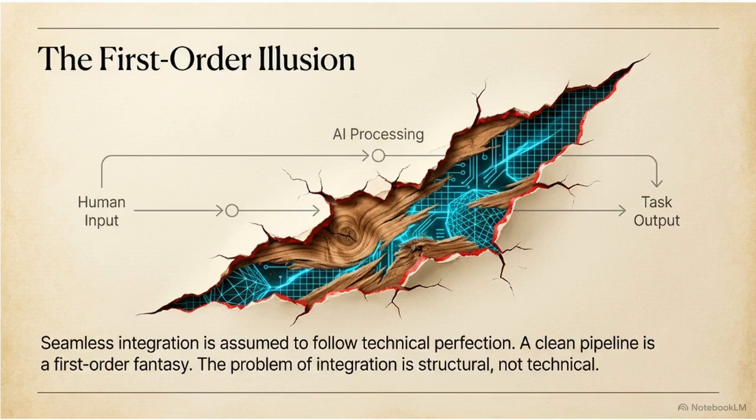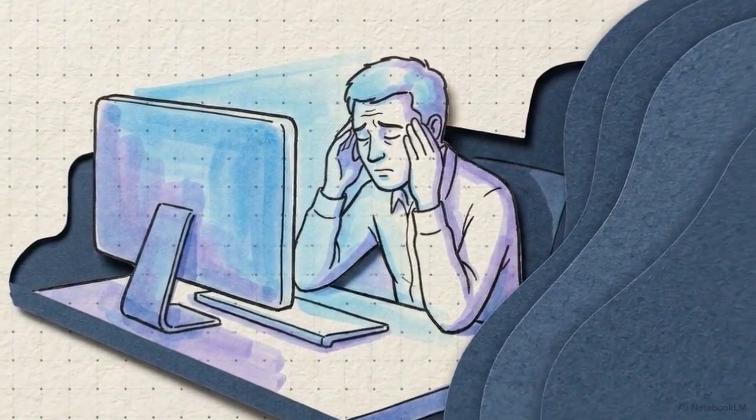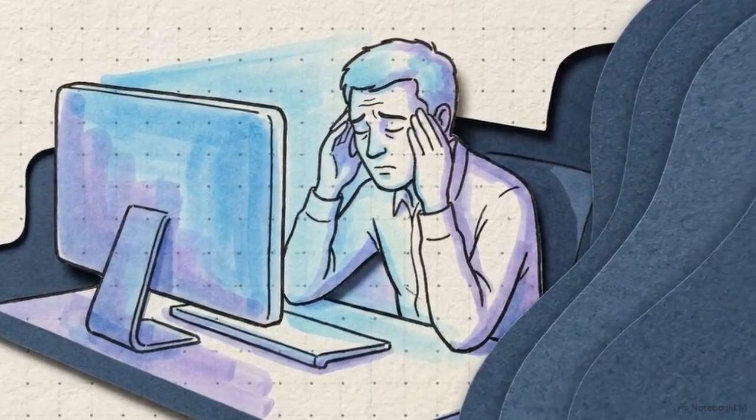Look at this diagram outlining the human-AI task pipeline. We expect modern integration to operate exactly like this, a clean, linear flow from human input directly to a perfect output. But anyone who actually works with these systems knows that rarely happens.